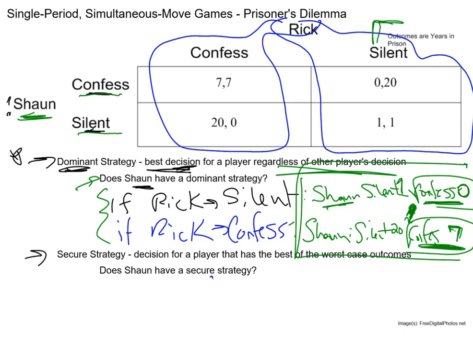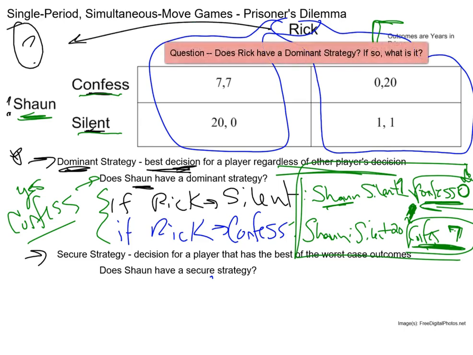Notice, Sean's outcome absolutely depends on Rick's decision, but Sean's decision doesn't depend on Rick's decision, right? The outcome of 0 or 7 totally is going to depend what Rick decides, but the decision was to confess. And that decision is the same regardless of what Rick chooses. So we'd say that Sean has a dominant strategy. Yes, he has a dominant strategy, and yes, his dominant strategy is to confess. Real quick, can you think about, does Rick have a dominant strategy? And if so, what is it?